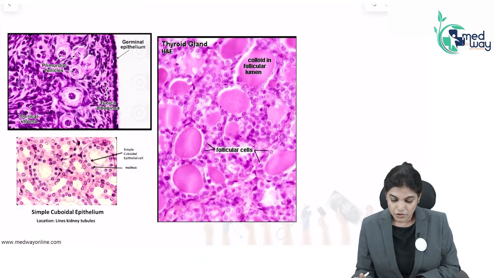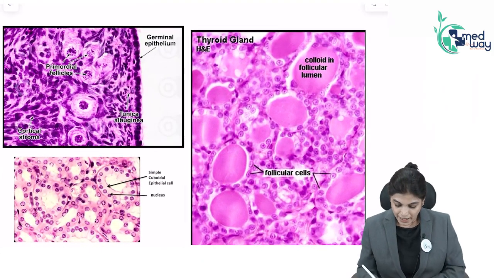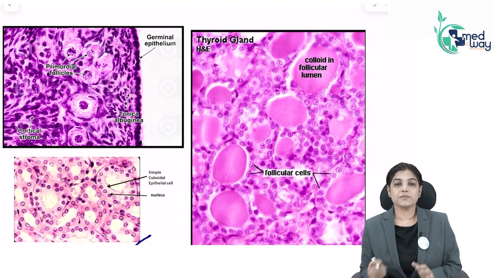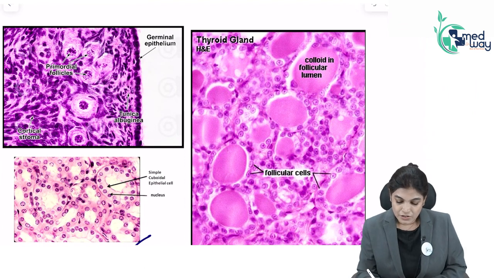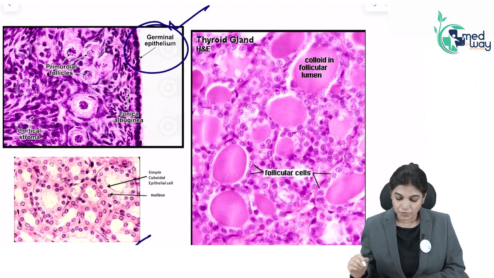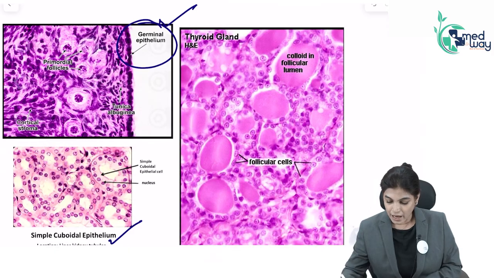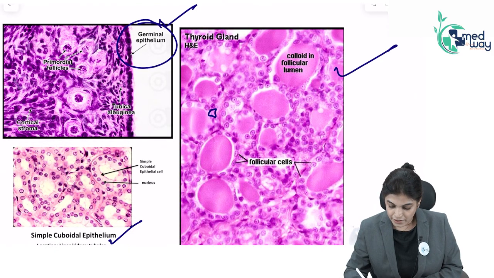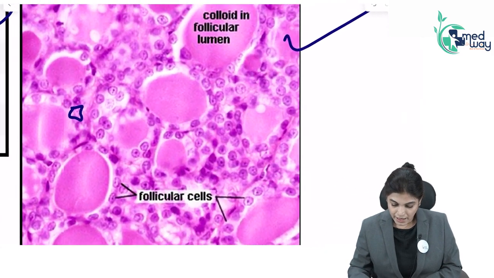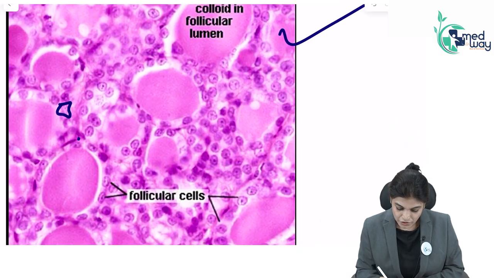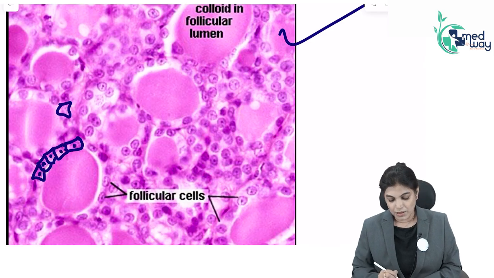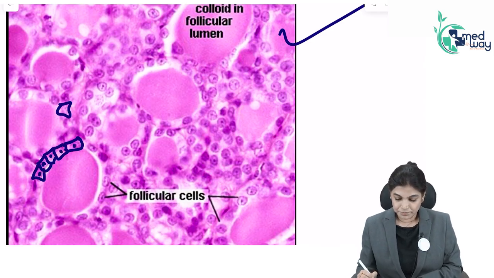Other examples of the cuboidal type can be seen in the kidney tubules, in the PCTs and DCTs, in the germinal epithelium lining the ovaries, and also in the thyroid follicles. If I enlarge this high power view, you can see the individual cells are cube-like with the nucleus in the center. So, this is again an example of cuboidal epithelium.